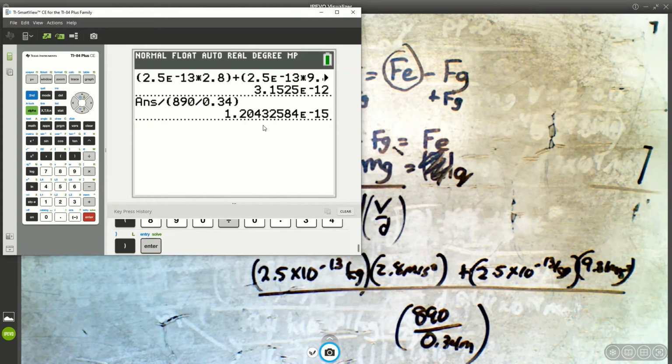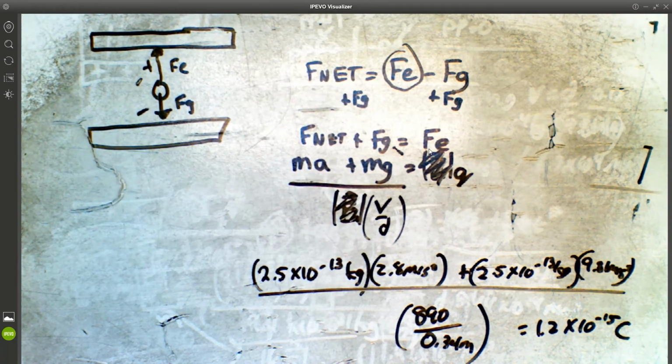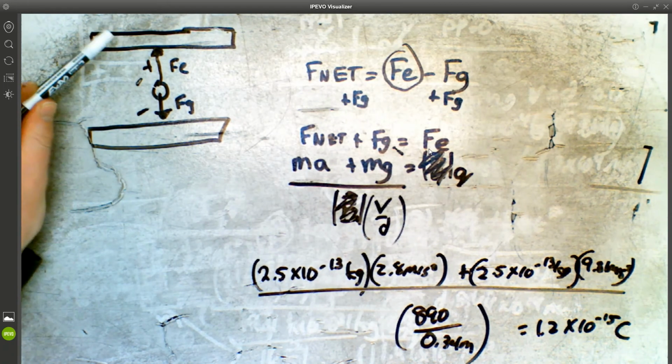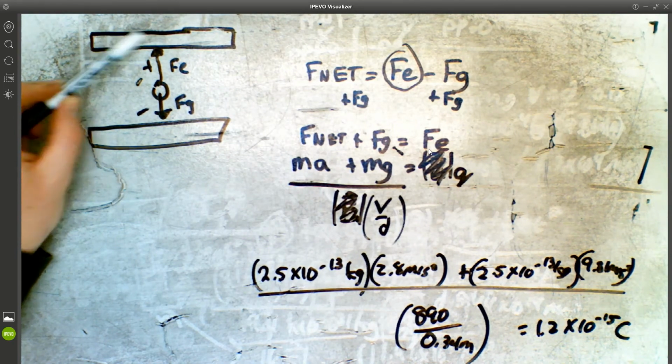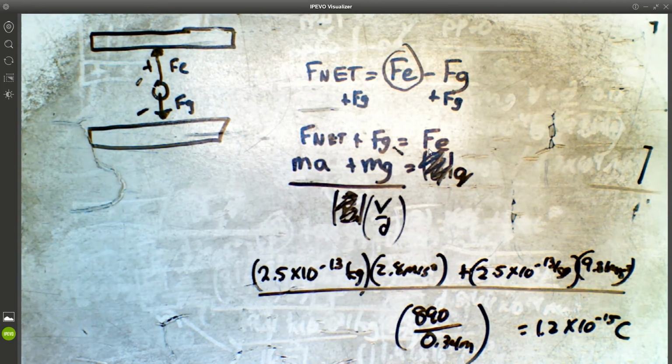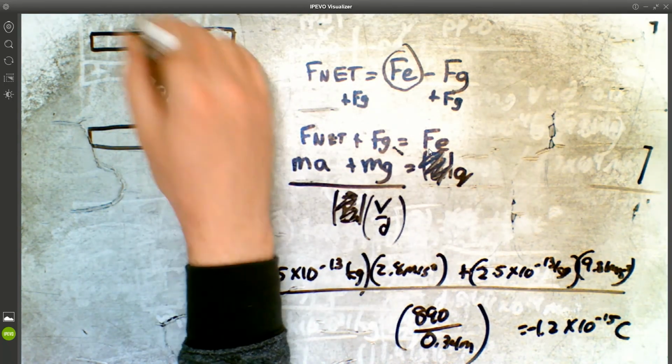And you end up getting this is our charge, 1.2 times 10 to the negative 15 coulombs. It doesn't really say if it's positive or negative with this one, because if this was a positive charge, then this would be negative, but if it's negative, this would be positive. But it does say determine the number of excess electrons, so we have to assume that this has a negative charge because it's excess electrons. Okay, so I'm going to assume this is negative.